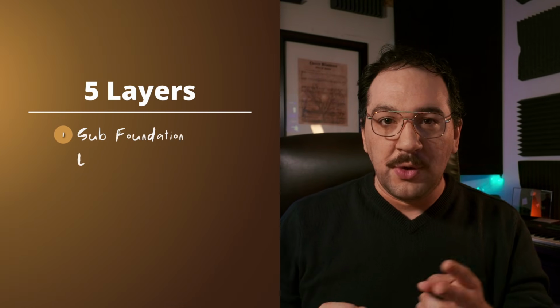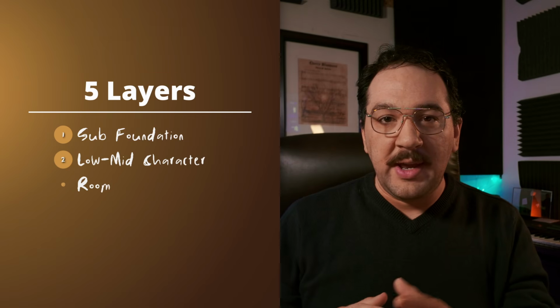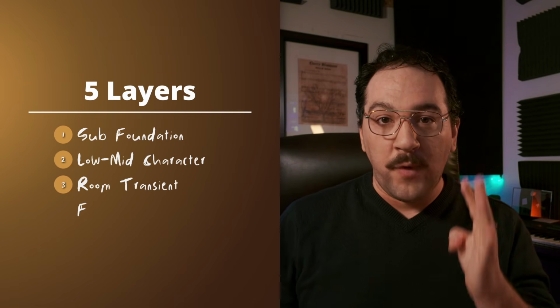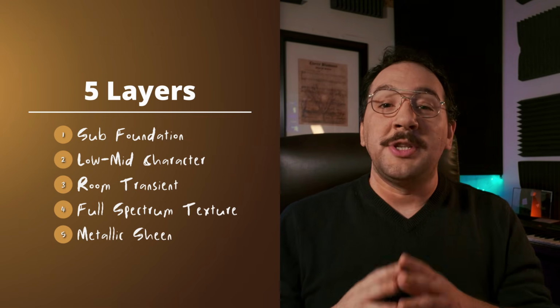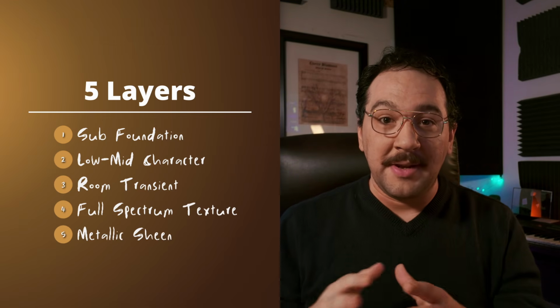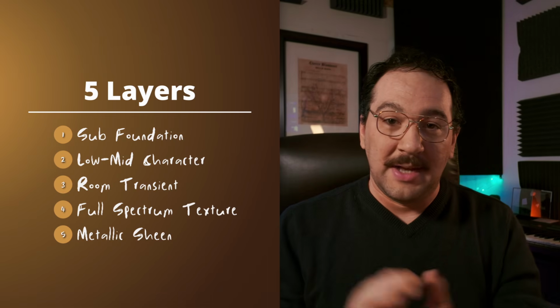So hopefully you understand now that building these massive big hits, these massive orchestral hits that go with your production, is just about understanding the 5 layers. 1, sub foundation. 2, low mid character. 3, your room transient. 4, your full spectrum texture. And 5, your metallic sheen. Once you understand how the layers stack upon each other, it's infinite possibilities.